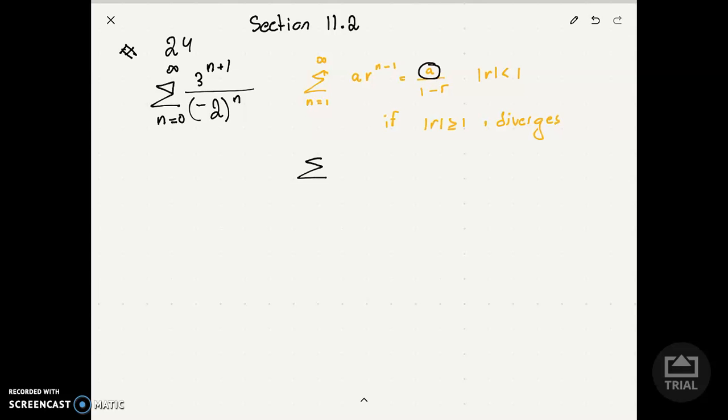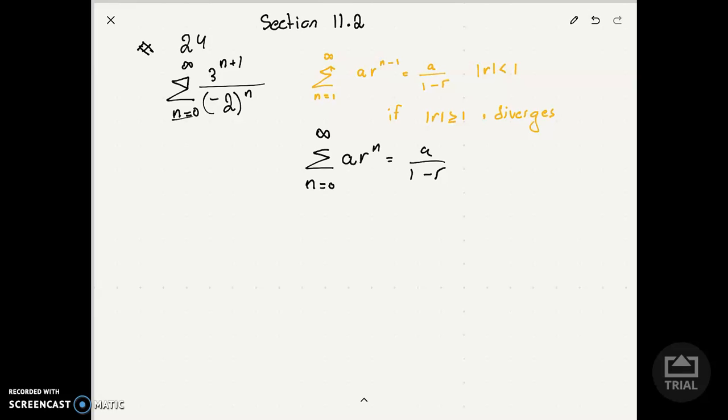Because we want the first term to be in the numerator, all we have to do is write it like this: r to the n, n equals 0 to infinity. And that way, when we plug in 0, our first term is a, and that's exactly what we want. And it's still equal to a over 1 minus r, where r is the ratio. Now, from there, okay, we have our index.